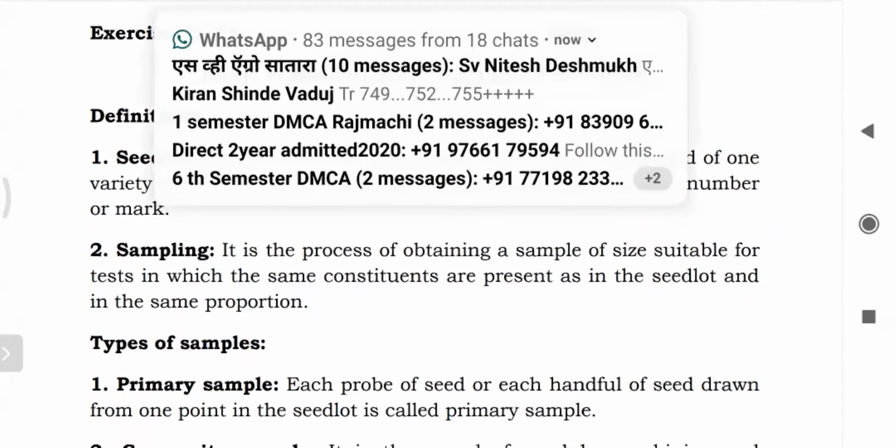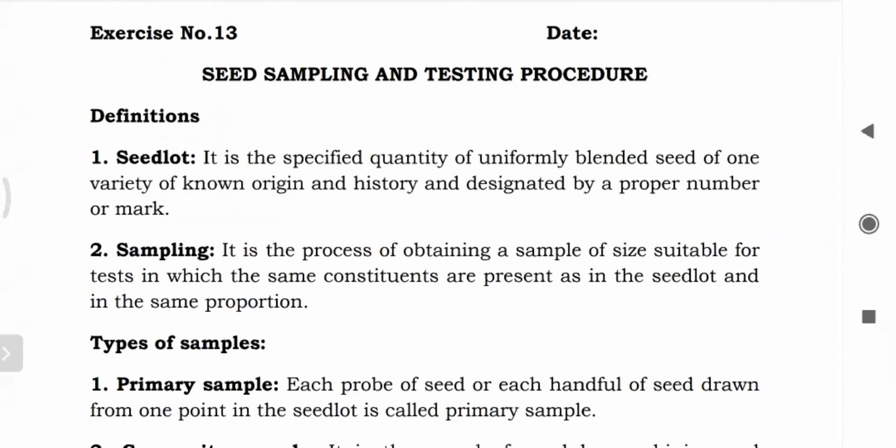Seed lot is a specified quantity of uniformly blended seed of one variety of known origin and history, and designated by a proper number or a particular mark. Okay, so seed lot is a minimum quantity of uniformly blended seeds of a particular origin, of a particular crop or particular variety. Okay, that is a seed lot.